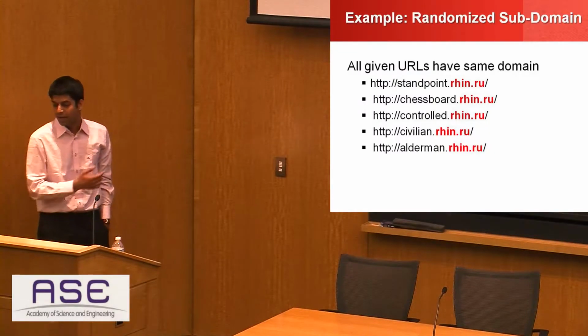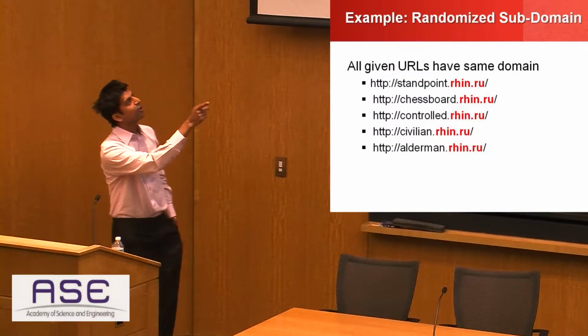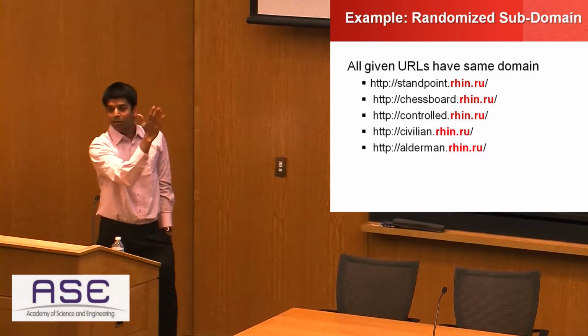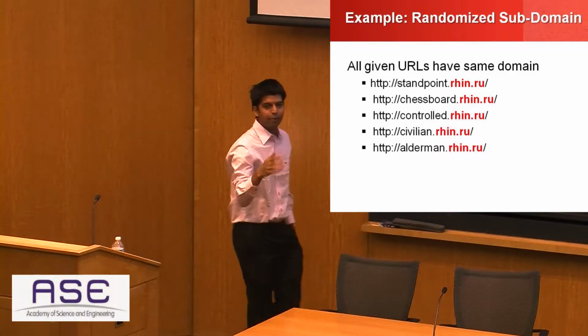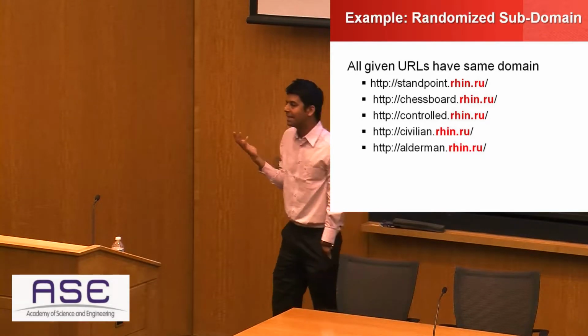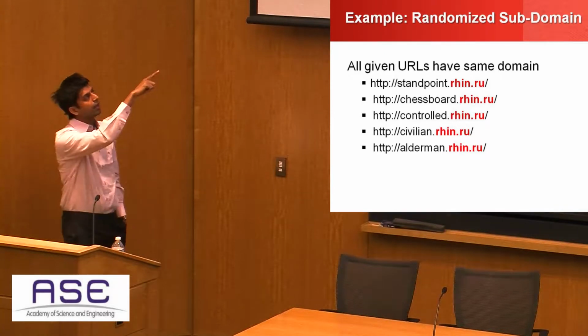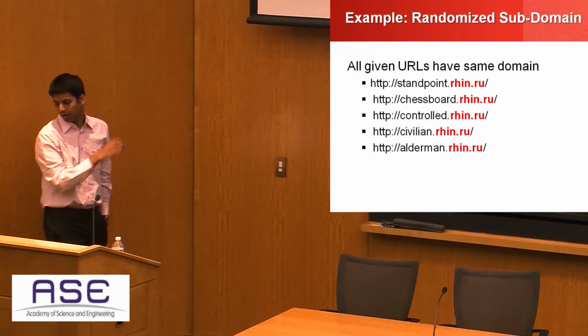Then randomized subdomain. If you look into this, everywhere the original domain is rhin.ru, but they use different subdomains just to fool the user, so they might think that this is a different website, so they click it, but eventually it points to the domain rhin.ru.